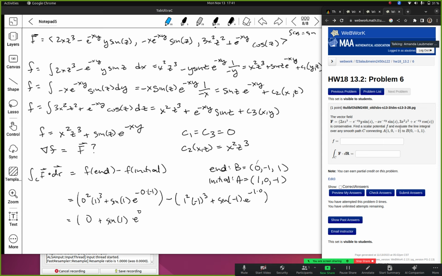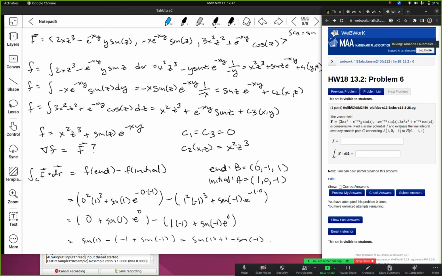The argument inside the exponentials is 0. 1 squared is 1, negative 1 cubed is negative 1, because negative 1 times negative 1 is positive 1, times another negative 1 is negative 1. Sine of minus 1, and again we've got e to 0. E to 0 is 1, so what we've got is sine of 1 times 1 minus negative 1 plus sine of minus 1. So that's sine of 1 plus 1 minus sine of minus 1.